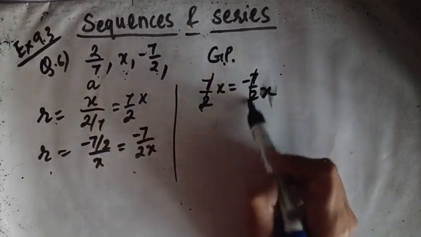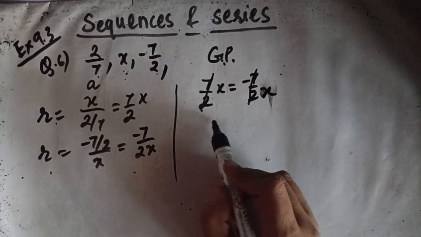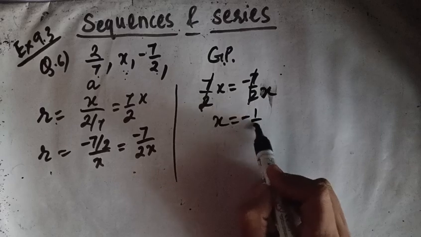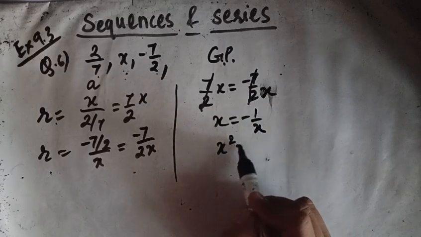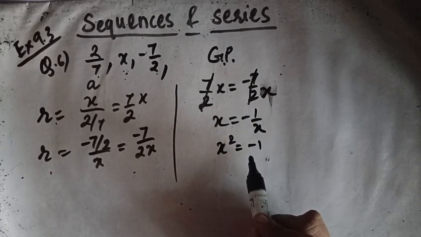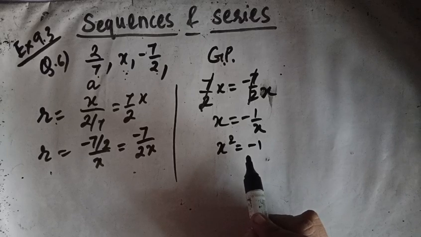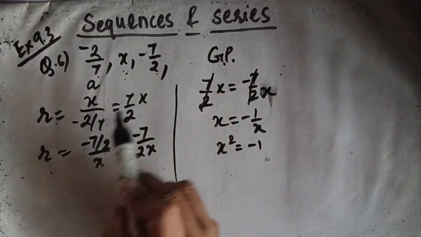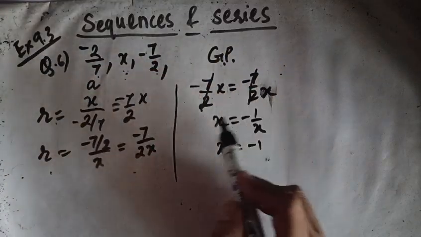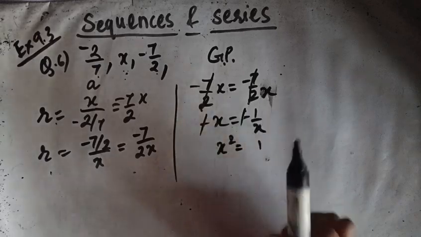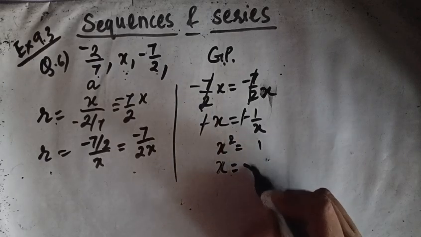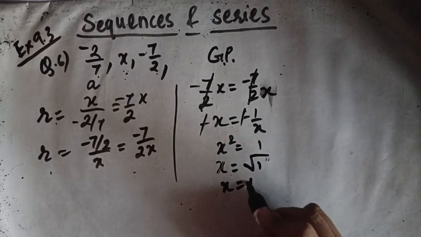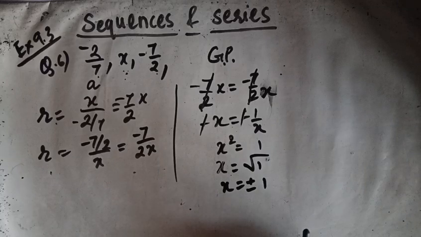Okay, 7 by 2 you can cancel, so you get x equal to minus 1 by x, so x square equal to minus 1. This is also minus, so minus gets cancelled. So x is equal to root of 1, so x is equal to plus or minus 1. Okay.